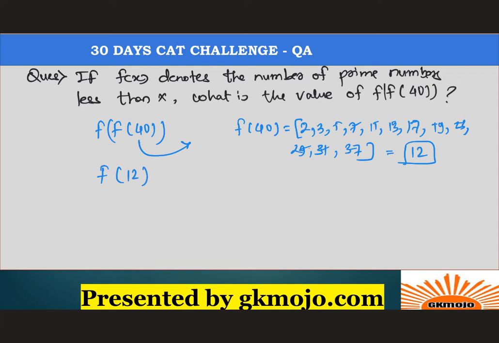Now this part is done. You need to find out f of 12. What does this essentially mean again? The number of prime numbers which are less than 12: 2, 3, 5, 7, 11. So essentially, the correct answer to this question is 5. I hope you have understood the technique now.